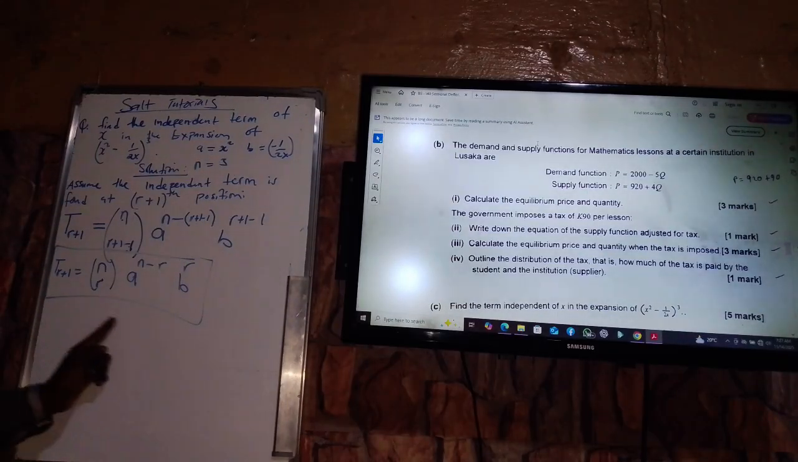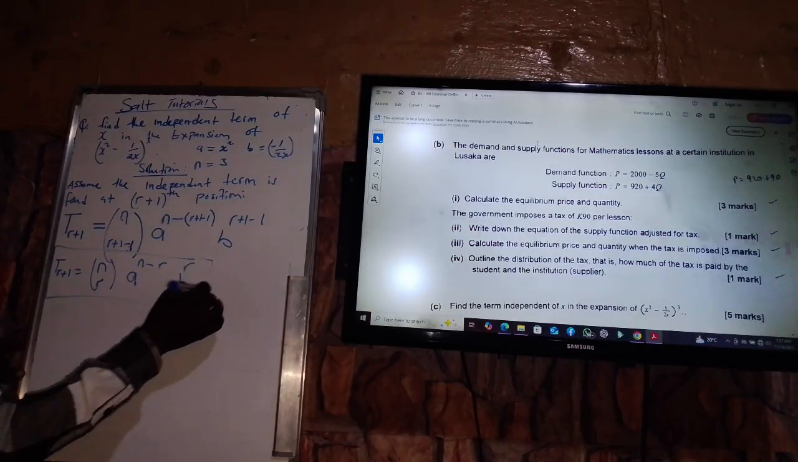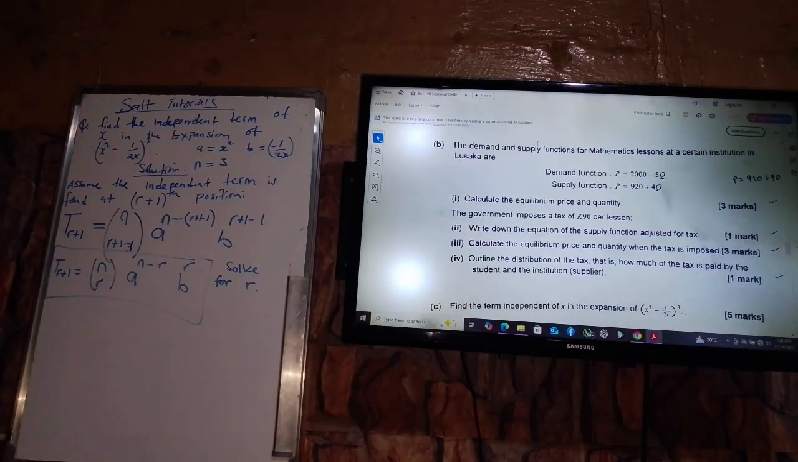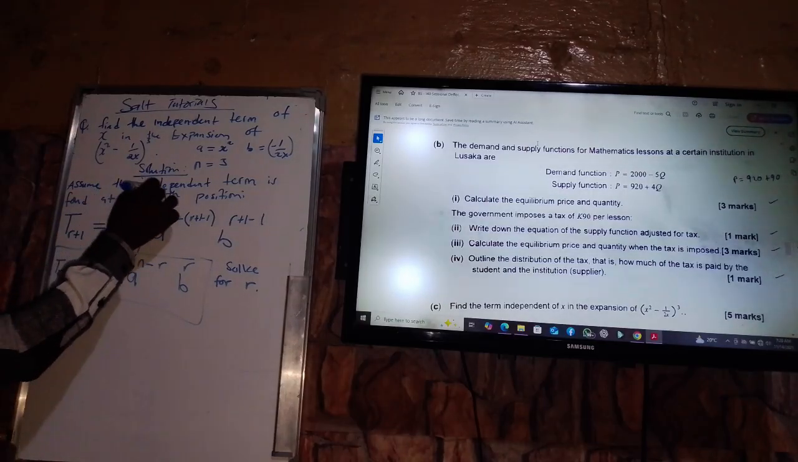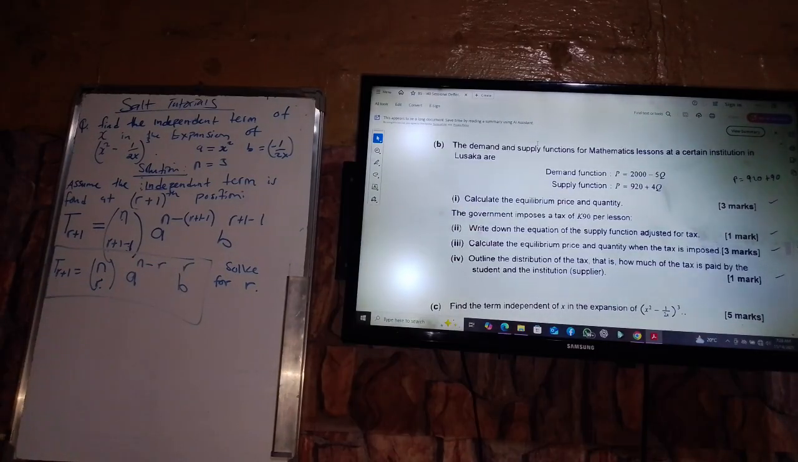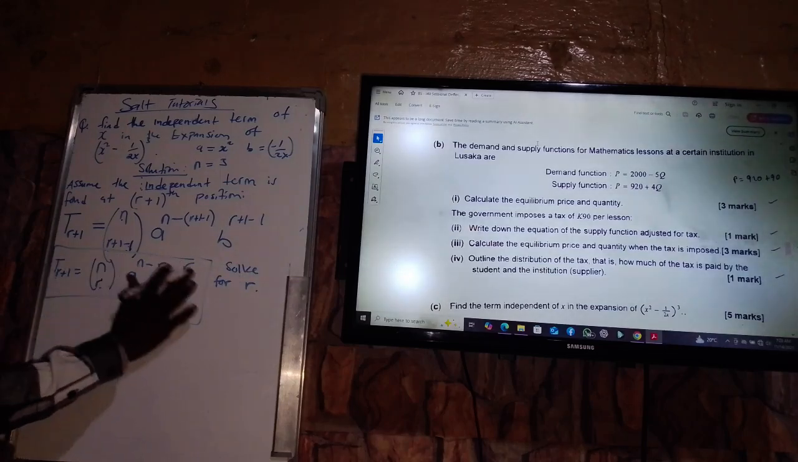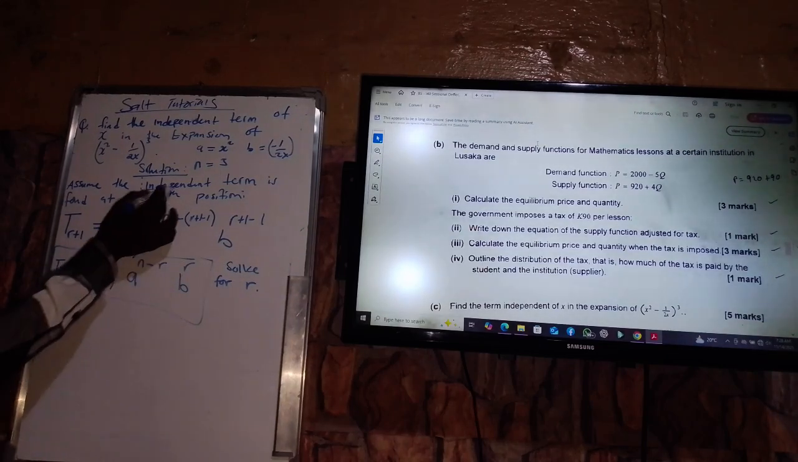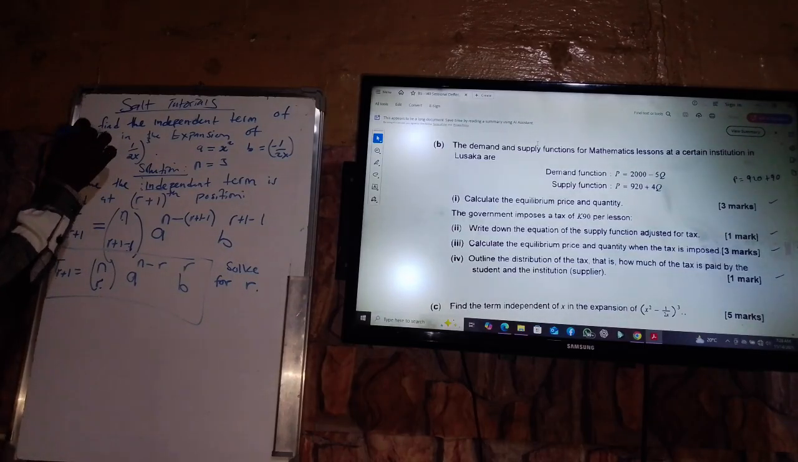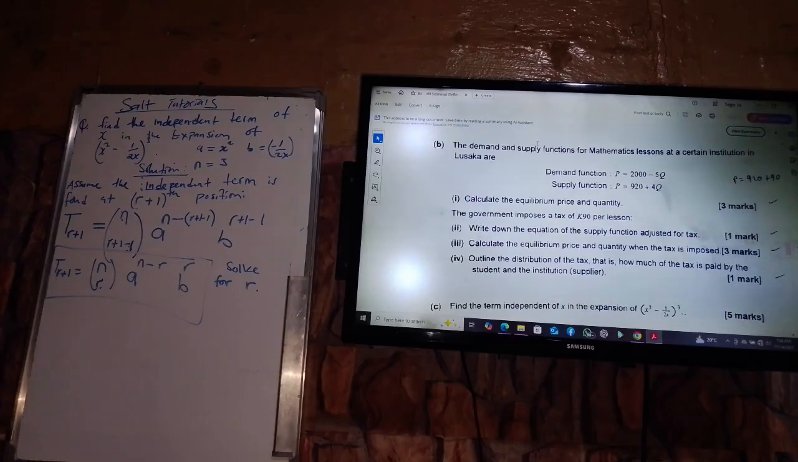So what do I do in this formula? We have to replace everything and solve for R. We are looking for the independent term, but we do not know what R is. We know everything and we don't know what this R is. So our task is to replace everything and solve for R where the independent term is going to exist. The independent term should not have x. In this case, it's the independent term of x.